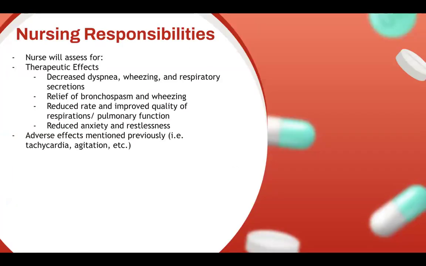So some nursing responsibilities when the patient is taking albuterol. The nurse will assess for therapeutic effects if the patient is taking it. These will include decreased dyspnea, wheezing, and respiratory secretions. They'll also have relief of bronchospasm and wheezing. The patient will have reduced rate and improved quality of respirations and pulmonary function. They'll also show reduced anxiety and restlessness.